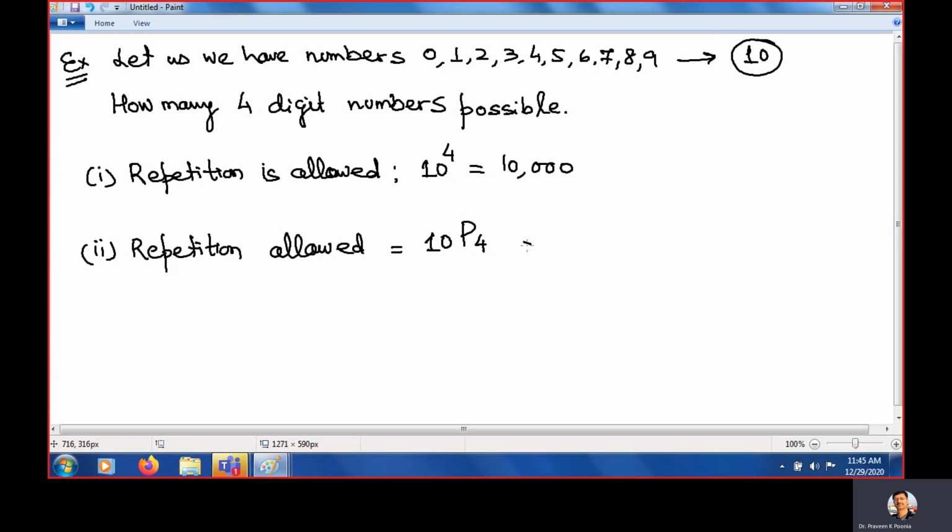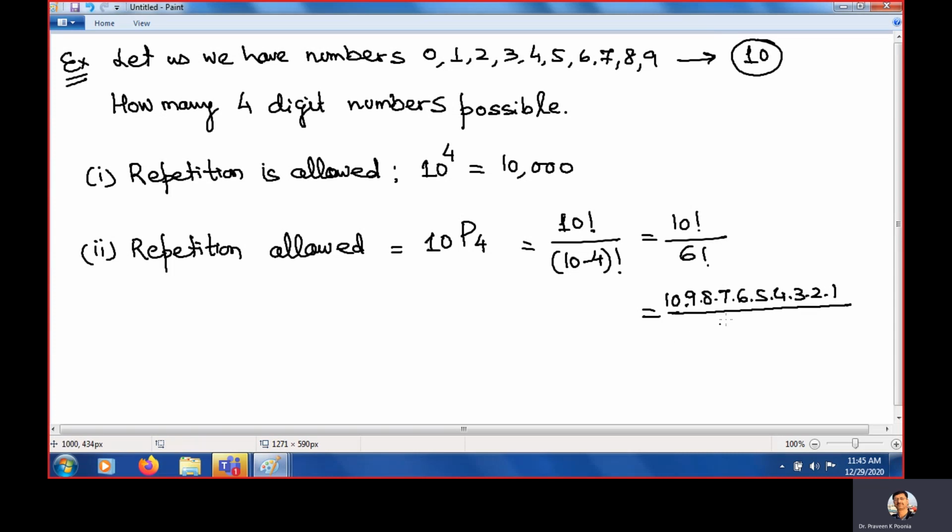And here, how many? It is factorial 10 upon factorial 10 minus 4, that is factorial 10 upon factorial 6. So it is 10, 9, 8, 7, 6, 5, 4, 3, 2, 1 upon 6, 5, 4, 3, 2, 1. This cancels this. So how much do we get? 10, 9, 8 and 7. If you multiply it, you will get 5040.